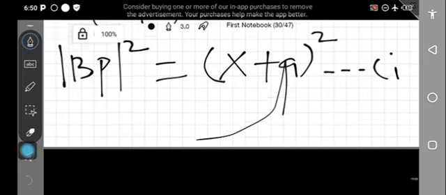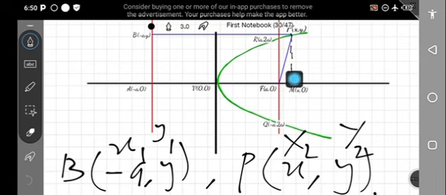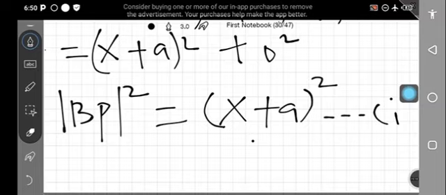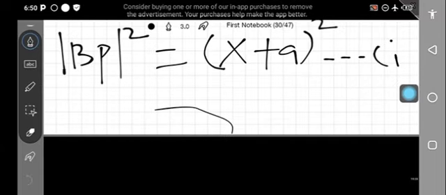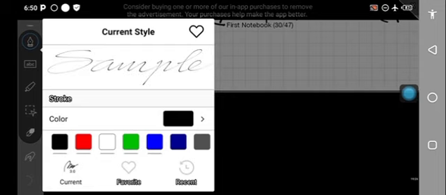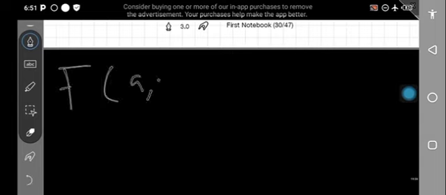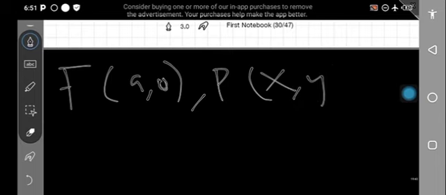And let's consider line FP. Let's write out the coordinates of F and P. The coordinate of F is (a, 0), while the coordinate of P remains (x, y).